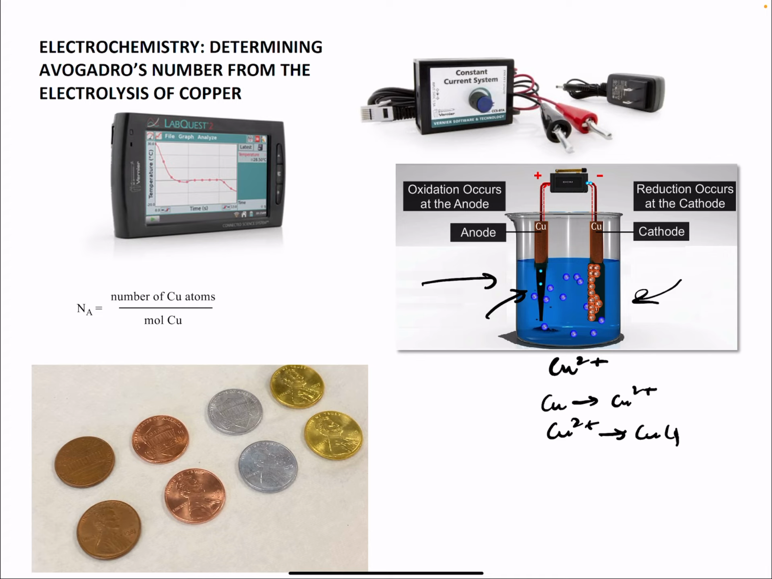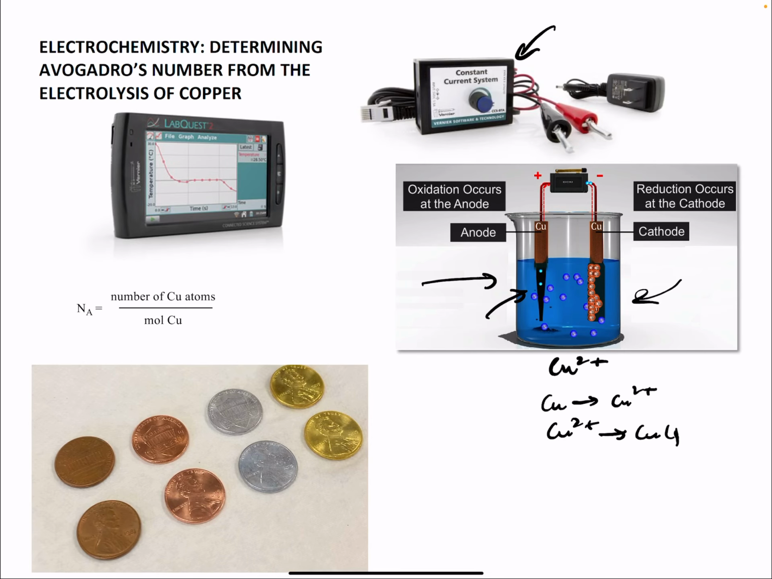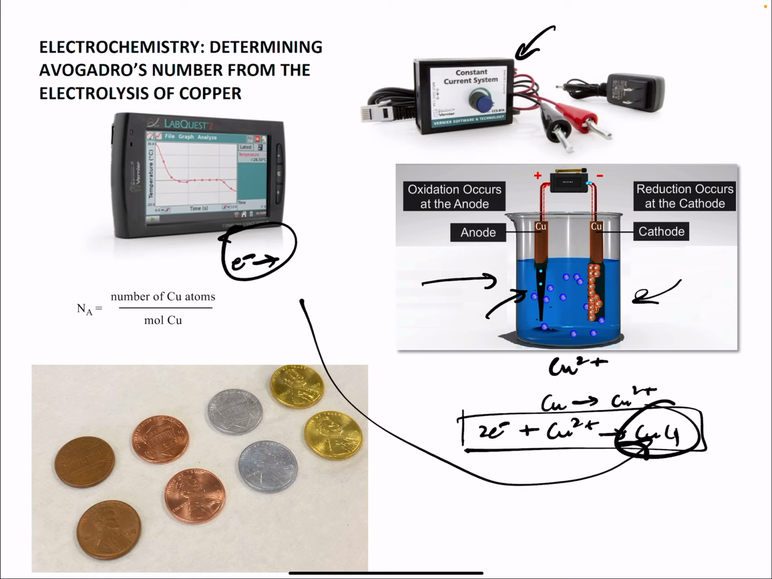Okay, we plug this in. We'll count the time, how many seconds we put the current on there. We'll use our constant current system. So we'll know basically the same thing. We'll have a time, we'll know the current. From that, we'll be able to count the electrons. And we know that copper 2 takes 2 electrons to be reduced. So if I know the number of electrons, now I know the number of copper atoms I reduced. That's here. And if I measure the change in mass of the anode or the cathode, I can turn that into moles of copper. And so that gives me Avogadro's number. And it'll be super fun.